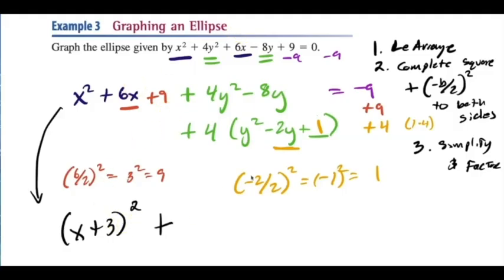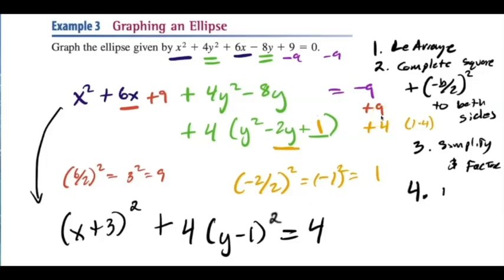Same thing happens with our y's. This is easy to factor. It's always a middle term divided by 2. That's going to be y minus 1, negative 2 divided by 2. And don't forget the coefficient of 4 in front. And we're going to set that equal to this side. Negative 9 plus 4. The 9's cancel. You just get 4. And we're almost done.